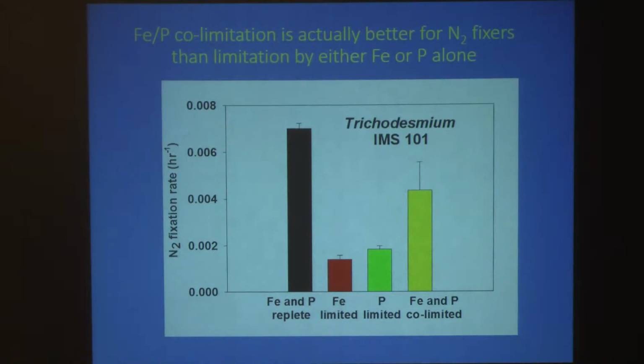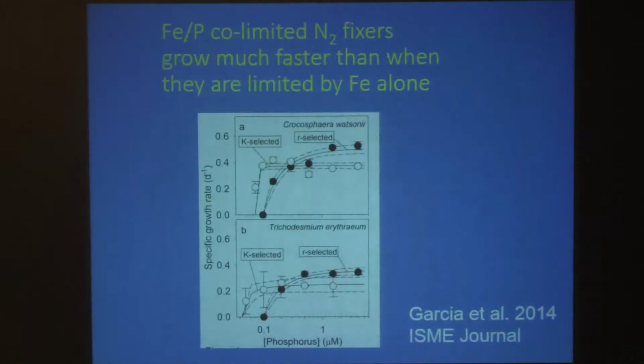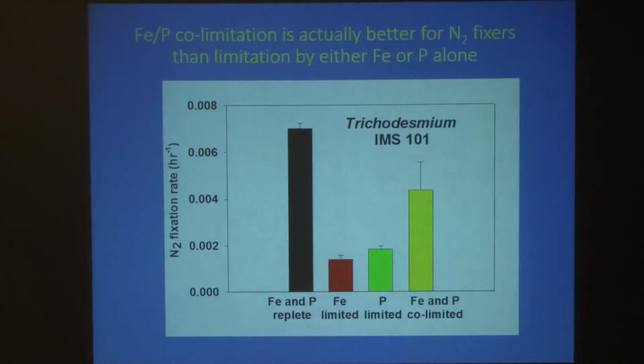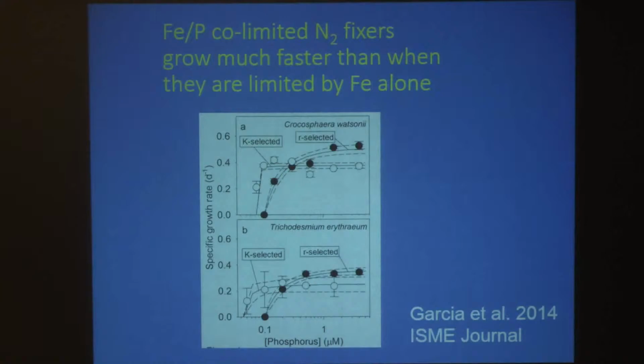Let me talk to you about that for a minute. This is a paper one of my graduate students published last year. Nathan Garcia, who's now doing a postdoc with Adam Martiny. So he grew both Crocosphaera and Trichodesmium across a range of phosphate concentrations. And the dark symbols are iron replete, the light symbols are iron limited. And what you can see is that at high phosphorus concentrations, as you expect, the ones with iron greatly outgrow the iron limited ones, just like you expect.